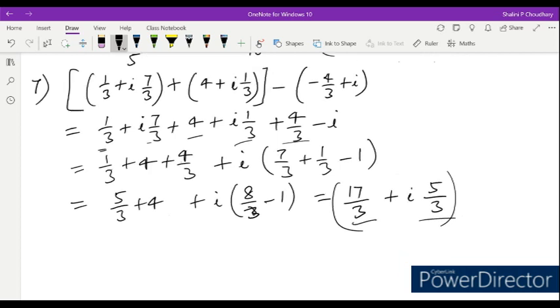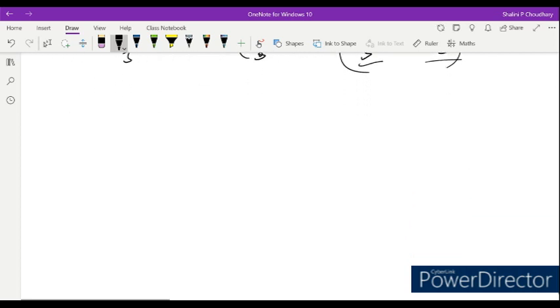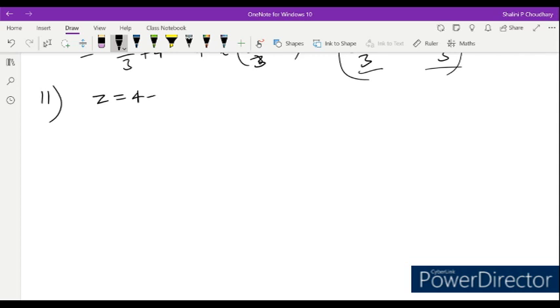Next question. Now we'll do another type of question. So in question number 11 to 13, what you have to do, you have to find out multiplicative inverse. It means in question number 11, let us suppose this is z. z is equal to 4 minus 3i. So what you have to find out? You have to find out z inverse.